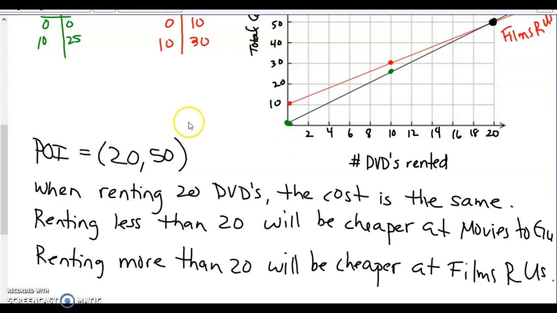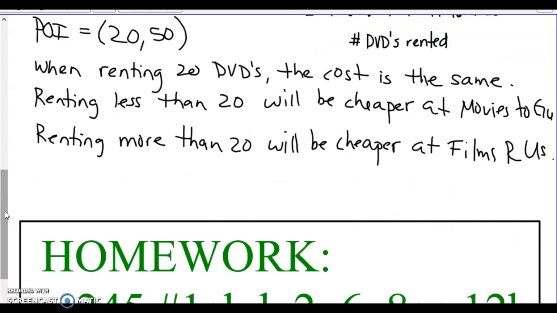My intersection point is (20, 50). So again, when I rent 20 DVDs, the cost is the same. It's $50. When I rent less than 20 DVDs, it will be less expensive to use Movies to Go. And when I rent more than 20 DVDs, it will be less expensive to use Films R Us. So that would be my advice to a customer. If we're renting less than 20, choose Movies to Go. If we're renting more than 20, choose Films R Us.